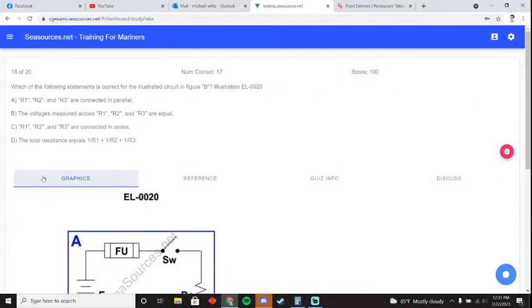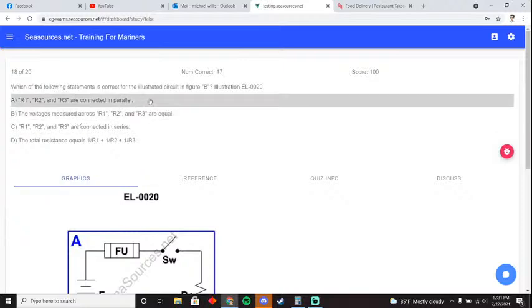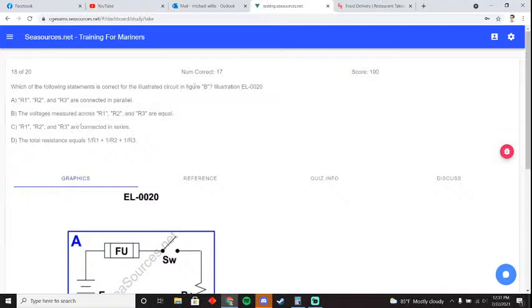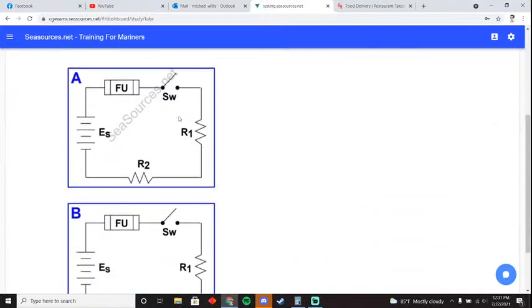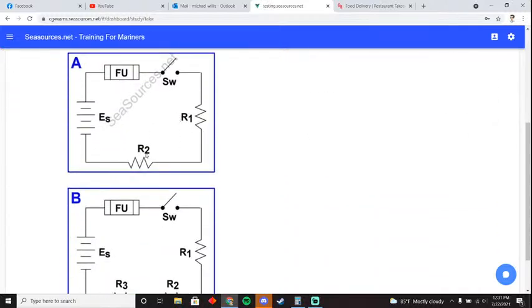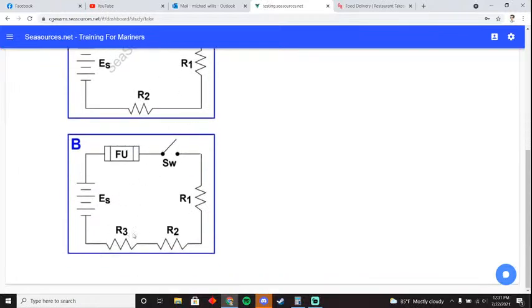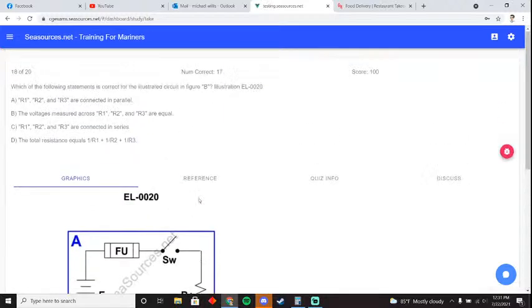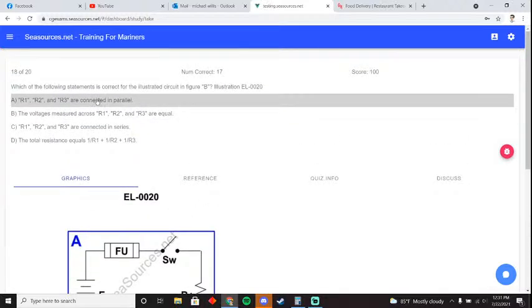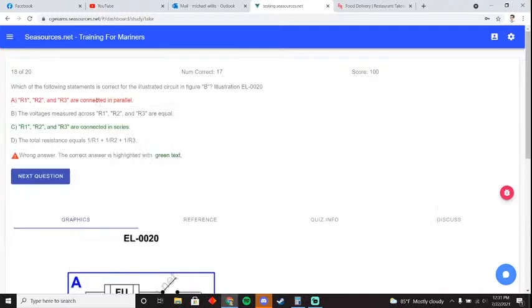Basic electrical theory right there. Which of the following statements is correct for the illustrated circuit of figure B? Alright, so these are in series. So the correct answer is R1, R2, and R3 are not in parallel, they're connected in series. I just said they're in series.